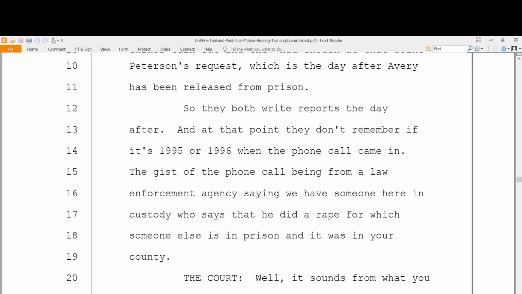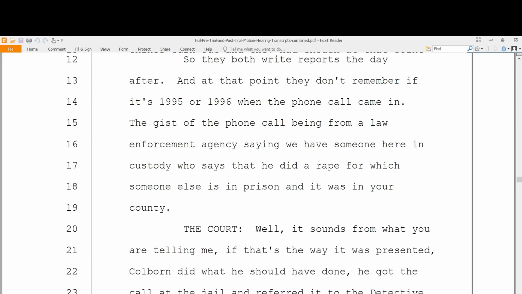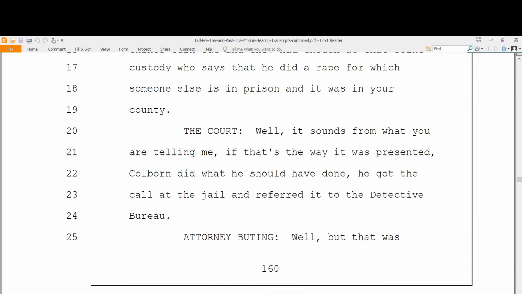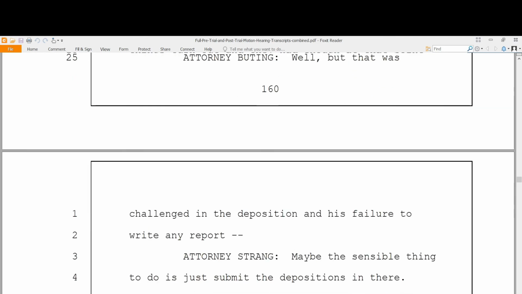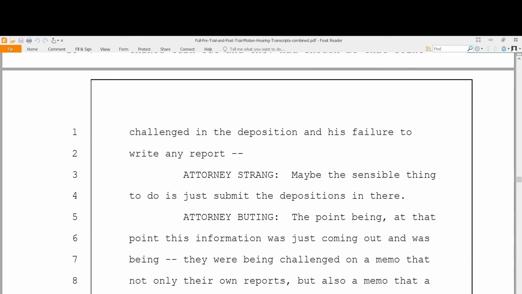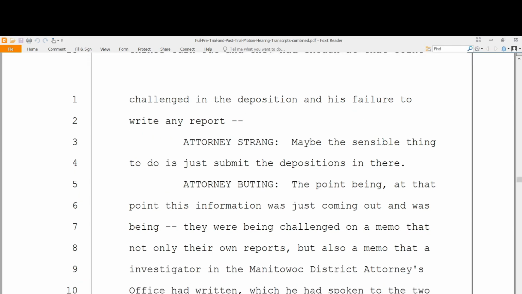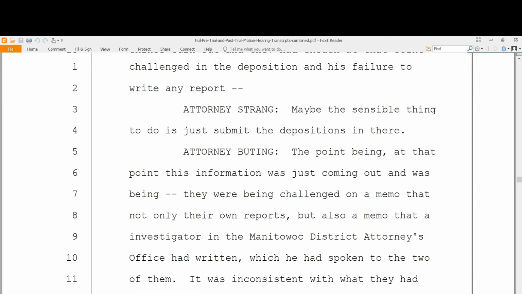The gist of the phone call being from a law enforcement agency saying, we have someone here in custody who says that he did a rape for which someone else is in prison, and it was in your county. The court: Well, it sounds from what you're telling me, if it's the way it was presented, Colborn did what he should have done. He got the call at the jail and referred it to the detective. Attorney Buting: Well, but that was challenged in the deposition, and his failure to write any report. Attorney Strang: Maybe the sensible thing to do is to just submit the depositions.